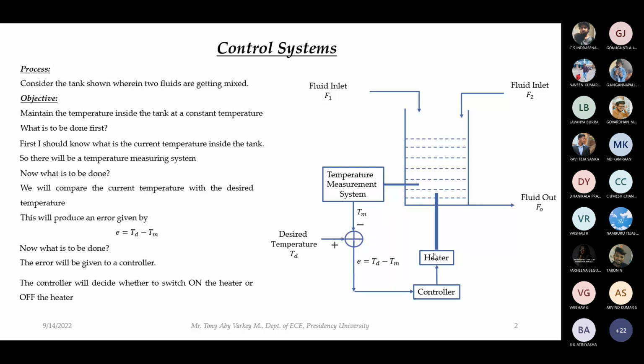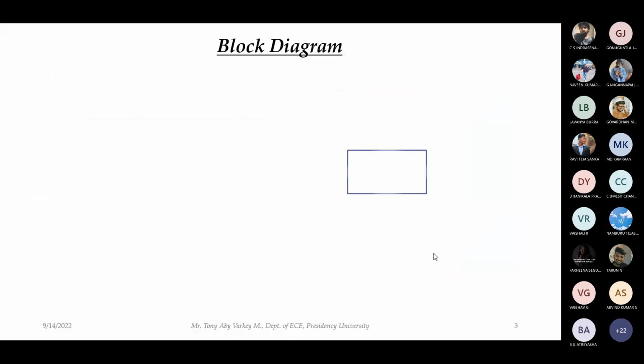So I hope you got an idea about control systems. What is a control system? You got an idea, right? Any doubt? Now this I am going to represent using a block diagram. The block diagram will have a process, and that process is to be controlled. In our earlier example, it was the temperature inside the mixing process, mixing of two fluids. So you will have a process that I am drawing as a block.